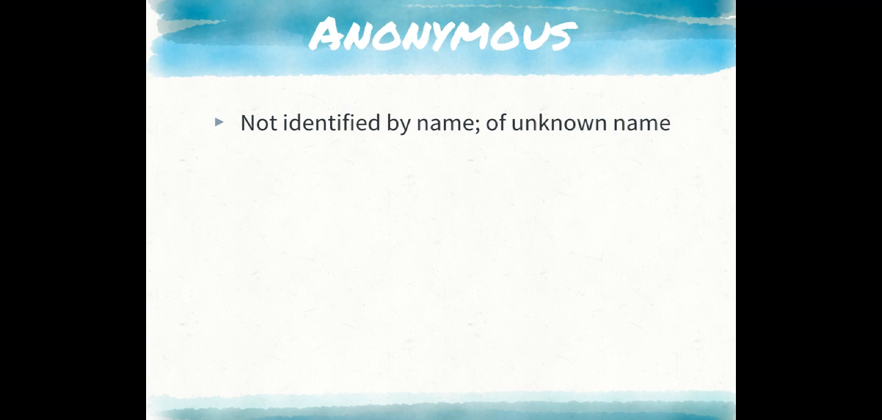Anonymous means not identified by name or of an unknown name. So if something is anonymous, you don't know who did it or who was behind it. So on your homework, write something that you would want to be anonymous in doing.